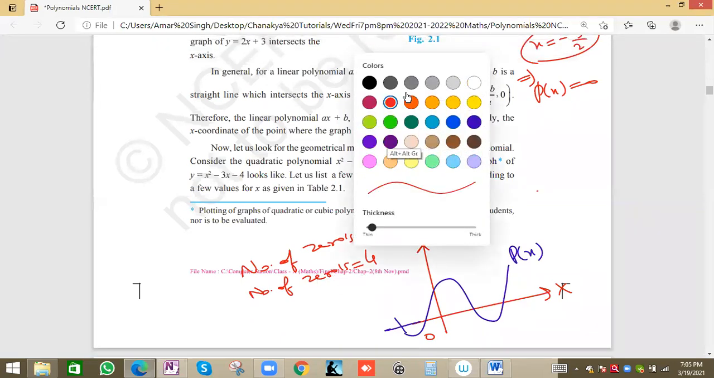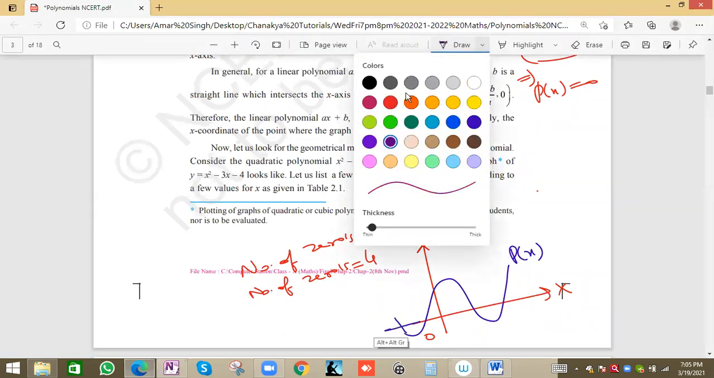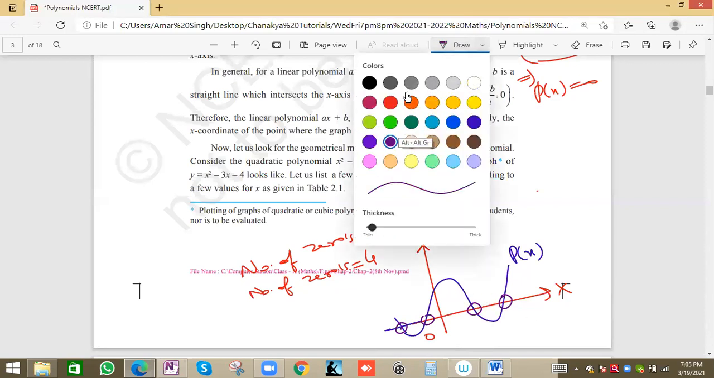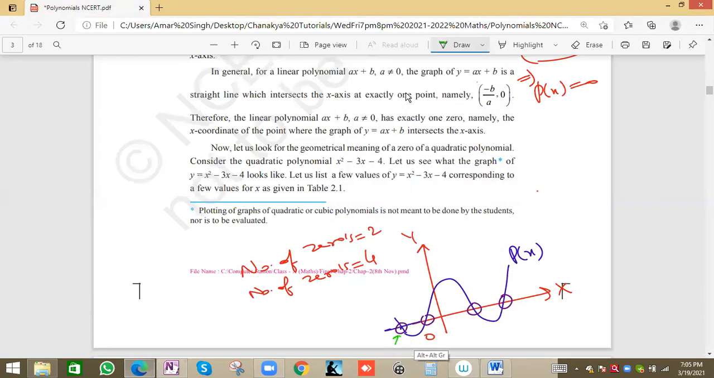So every time we have to see how many times the graph is cutting the x-axis. So one position, then second position, third, and 4. So this graph is cutting or intersecting or meeting the x-axis 4 times, at 4 different locations. So basically we can say at this point, second point, third point, fourth point, 4 zeros will be there. So the number of zeros will be 4. And based on this graph we can locate these points.